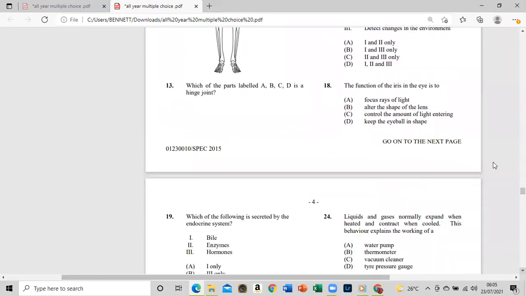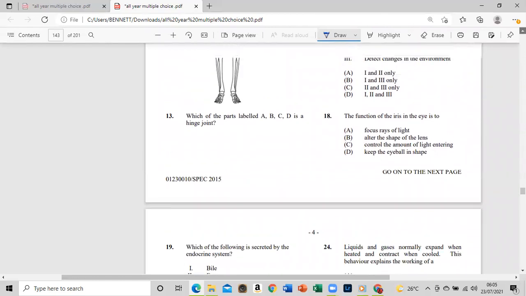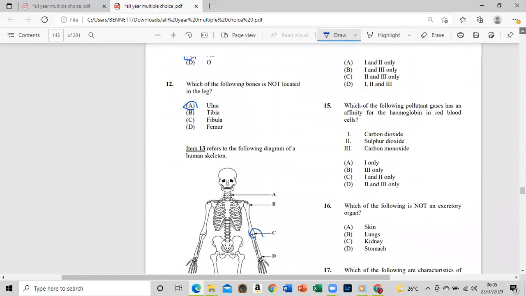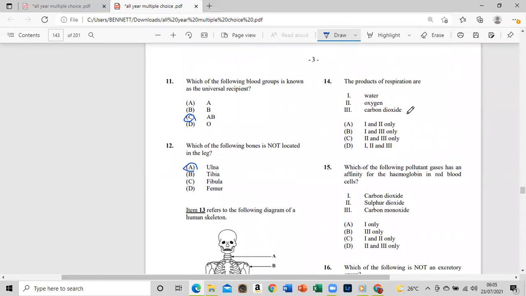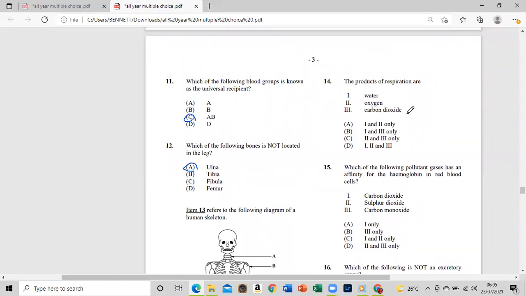Let's move on now to the other side. 14. The products of respiration are water, oxygen, carbon dioxide. So we're going to pick out which two, or is it all three? And it's water and carbon dioxide. So 14 is B, 1 and 3 only.